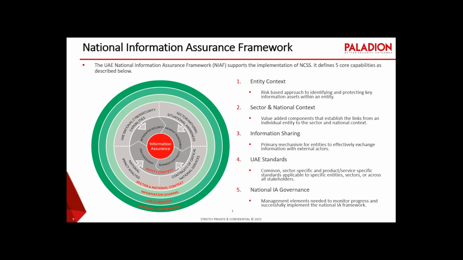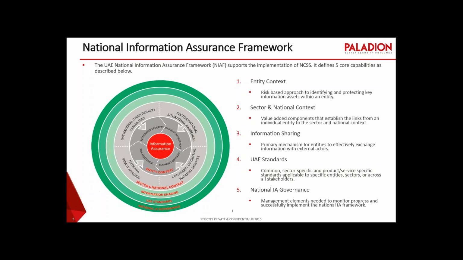So entities will have to share information, be it for risks or incidents or progress of implementation. They will have to share knowledge. So the third capability is about information sharing. Fourth capability is about the standards that NESA has already built or is in the process of building. And then finally, the overall governance framework in terms of monitoring the implementation of this national information assurance framework. So this framework is called the National Information Assurance Framework, in short, NIAF.